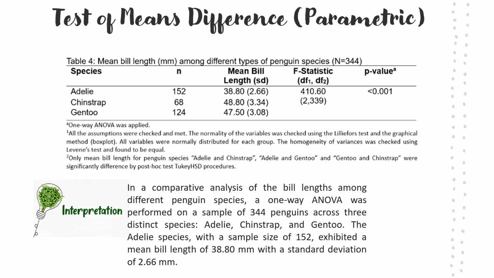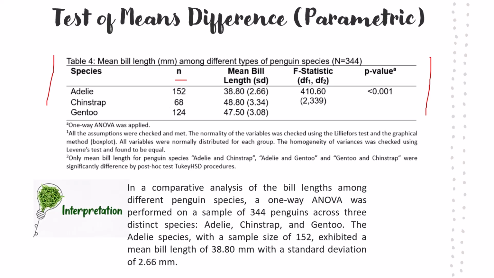And here in Table 4 we have the output of the ANOVA. Look at the output here. We have the group of the species, the N, the mean, the F statistic, and also the p-value. So here in Table 4 is the table for the one-way ANOVA. Based on the output in Table 4, how do we interpret our result?